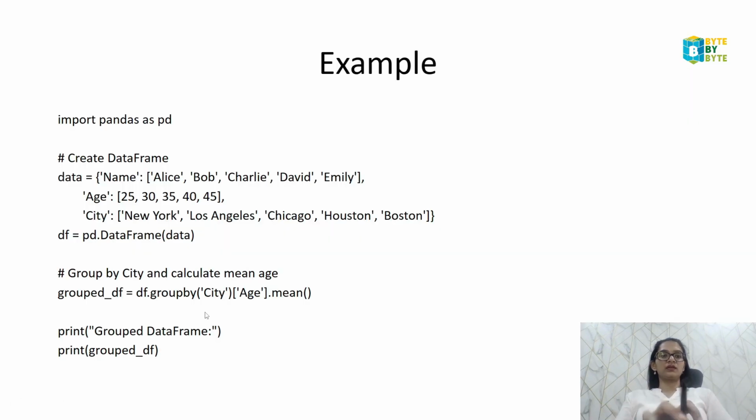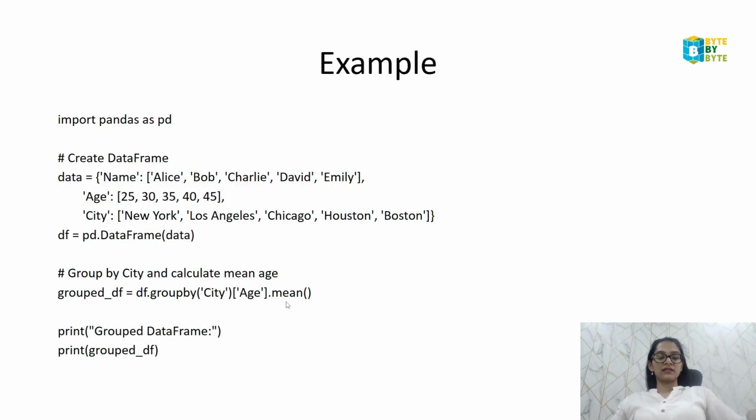Here you can see df.groupby city, and this is age. First of all, your entire data set will be grouped city wise. Then we have to calculate mean age, so we consider the column age, and the aggregation function is mean. This is how you can write the groupby function.